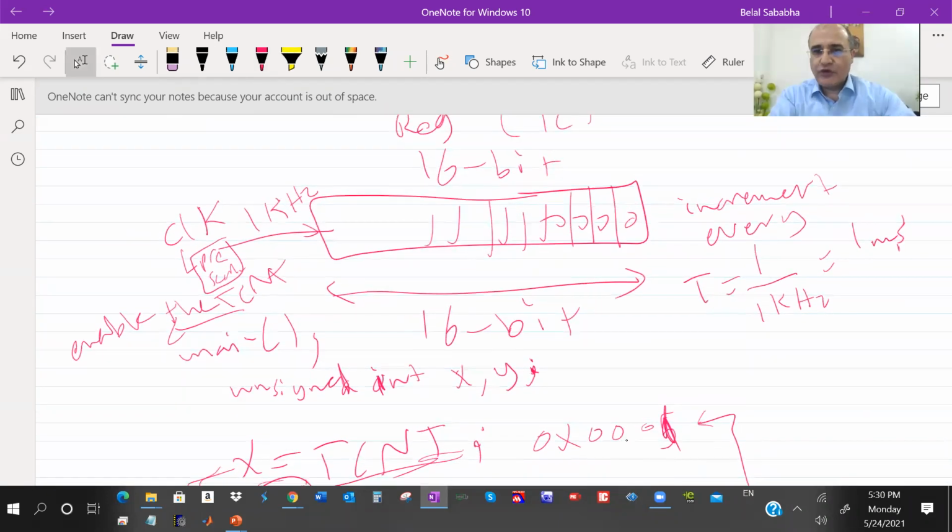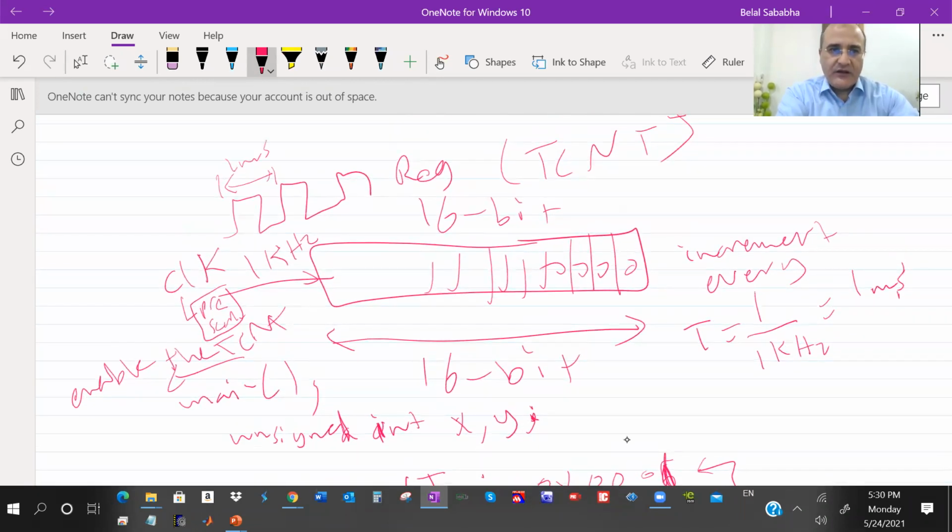But back to your question, Mustafa, every rising edge of the 1 kilohertz, from one rising edge to the next, is 1 millisecond. So every 1 millisecond, this will increment by one. It was 0, then it will become 1, so 0000001. Another 1 millisecond, it will become 0000010. Then another 1 millisecond, 0000011. A 16-bit number keeps incrementing.